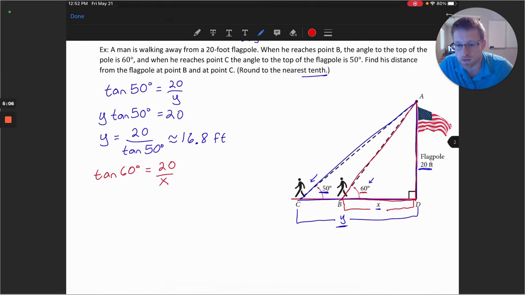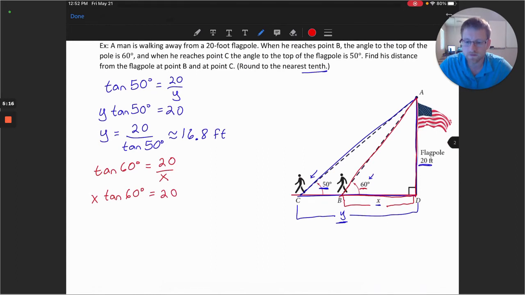Again, we can rearrange this equation to solve for x. Multiply by x on both sides, and then divide by my tangent.